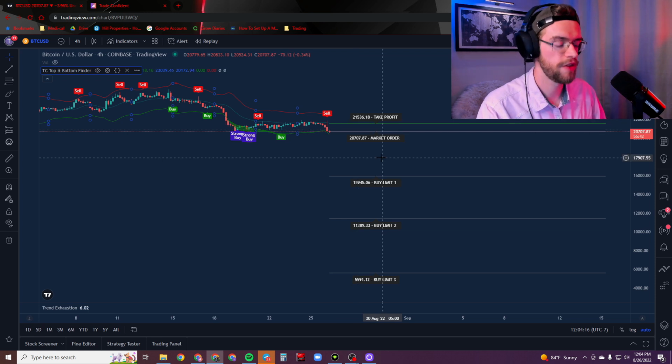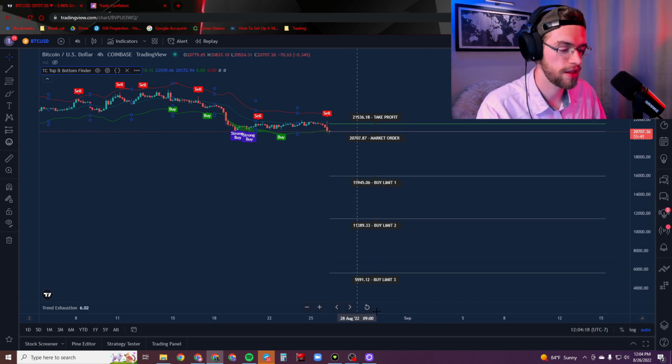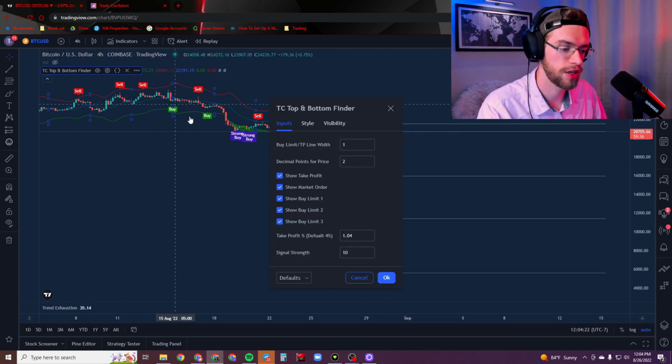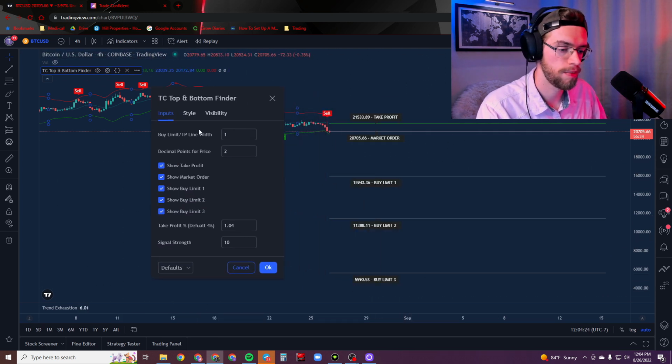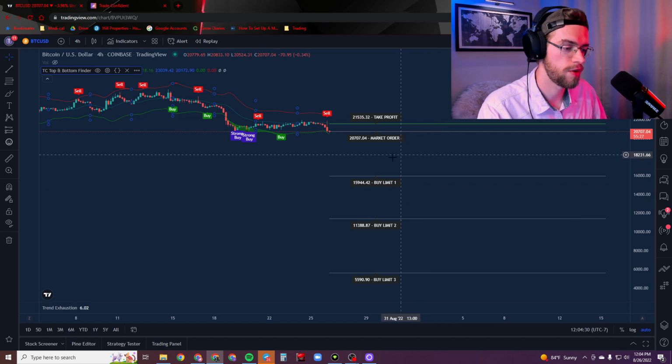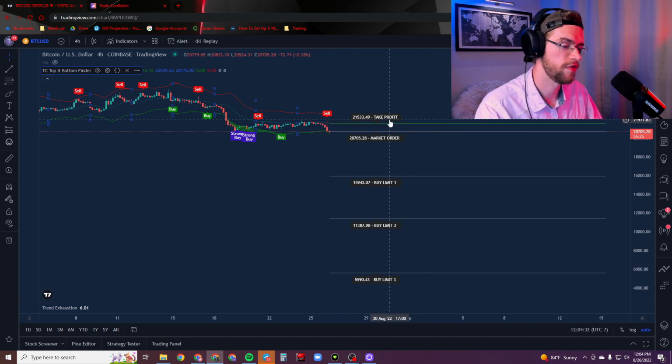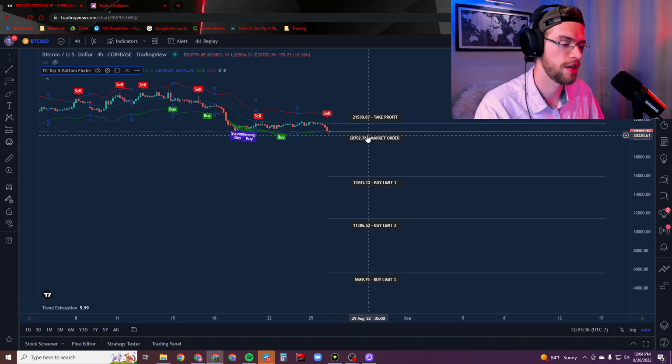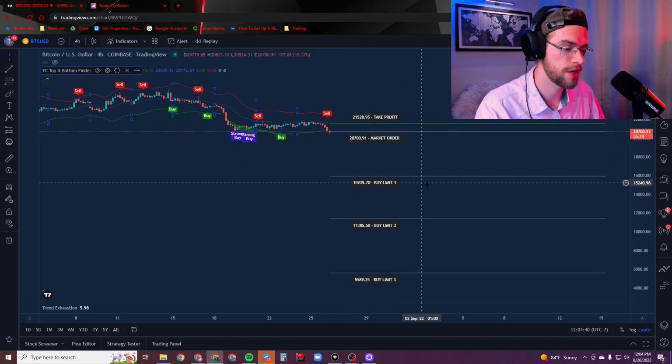From there, for risk management, you are going to set buy limits at these three levels. Again, you can set as many as you like, and you can customize how many are shown by checking or unchecking these boxes. For the lowest risk trades, you're going to want to split your initial investment into 4 parts, with the first 25% of your order being at the market order, and each of the rest of the 25% being put at buy limits cascading down the chart.